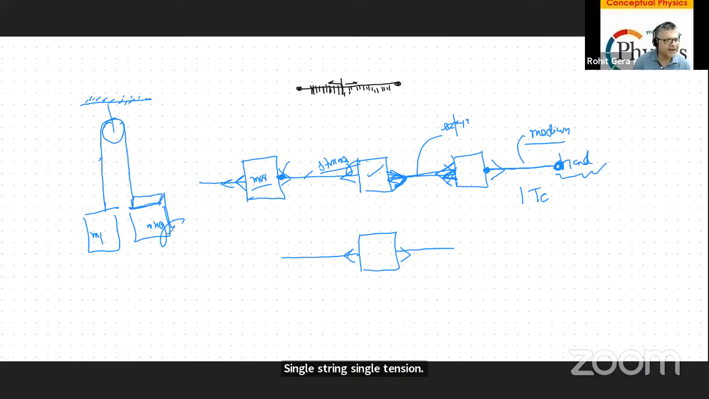If this is the end, the tension is pulling the mass upward in both the cases. And if you look into this pulley, at this end also, the tension is pulling it downward. This pulley is also experiencing a force from both the sides, away from the pulley, away from the block.